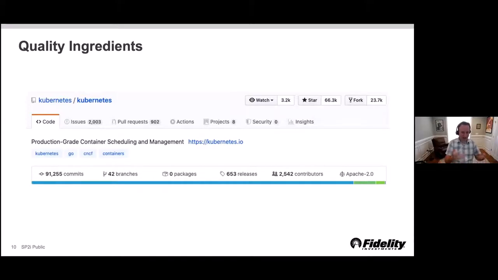So when we think of it in the context of an ingredient, is the community active? Well, obviously, we have so many people playing on it. We have so many pull requests coming in saying, hey, this is a fix, or this is something new. And that engagement is very high.